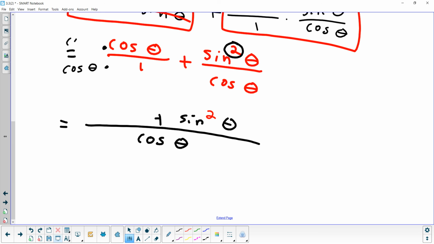Multiplying the bottom, multiplying the top. Cosine times 1 is cosine. So now this fraction has the common denominator. What's cosine times cosine? Yep, cosine squared. Well, now I see cosine squared plus sine squared.